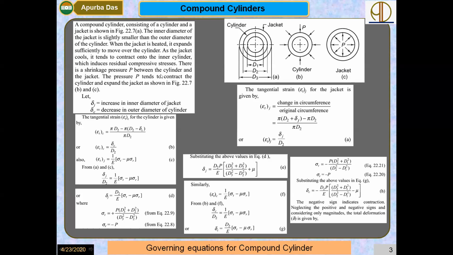So there is a shrinkage pressure between the cylinder and jacket. Let's say that shrinkage pressure is P. This pressure P is compressing the cylinder and the same pressure P is expanding the jacket, as shown in this figure. Let's say delta J is the increase in inner diameter of the jacket. The jacket diameter is going to increase due to this force P, and the cylinder diameter is going to decrease due to this force P. So delta J is the increase in diameter of the jacket and delta C is the decrease in diameter of the cylinder.